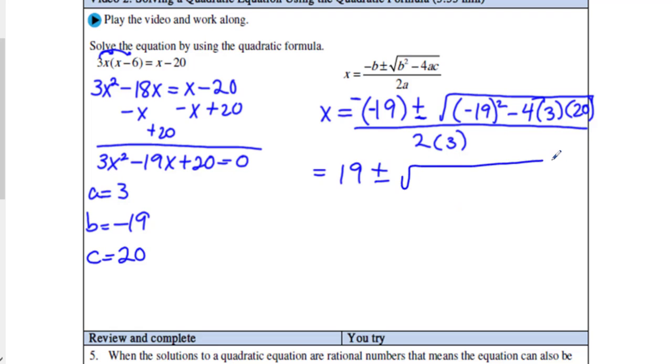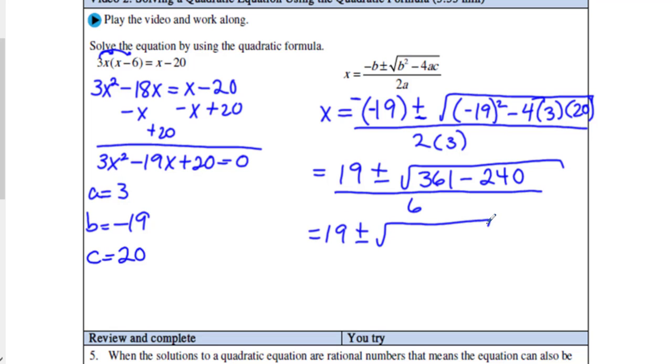Plus or minus the square root. So negative 19. Be sure that you use parentheses in your calculator when you are figuring out negative 19 squared. You should get positive 361. Minus 4 times 3 is 12. 12 times 20 is going to be 240. All over 2 times 3 is 6. So 19 plus or minus 361 minus 240 is going to be 121 over 6.